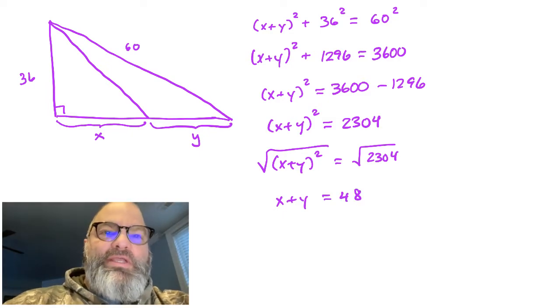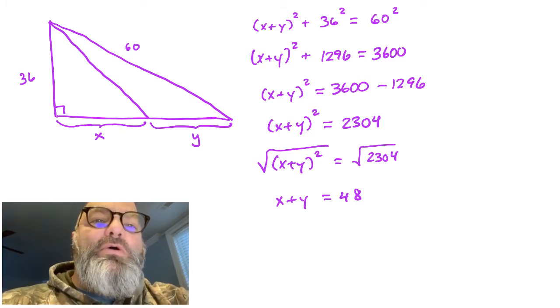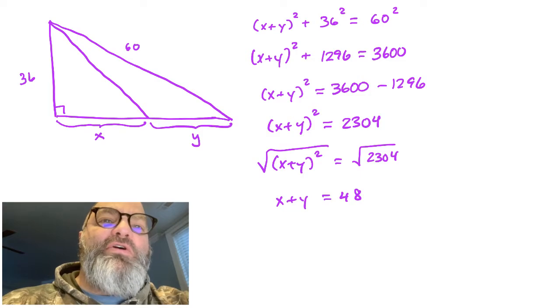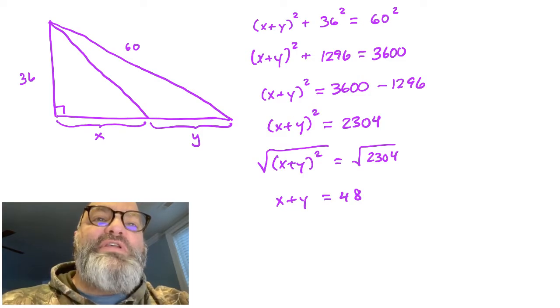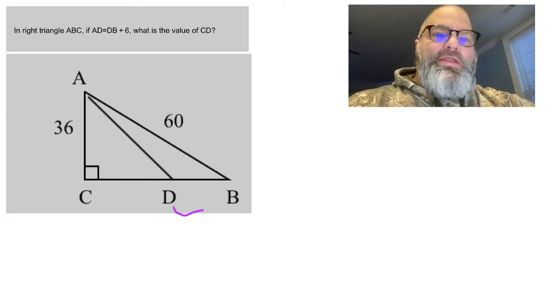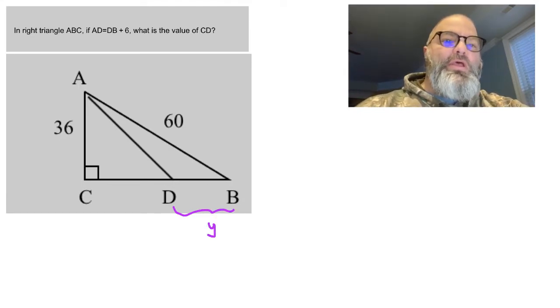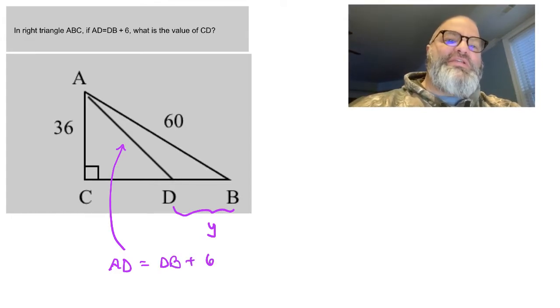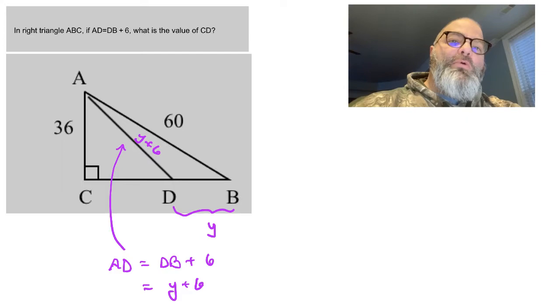What they actually asked about is the length of this value x. That's the thing we want. So we need to look at the other relationship they gave us regarding the hypotenuse of the smaller right triangle. In this picture we labeled the side DB as y. They tell us that AD is equal to the length of BD plus 6, which is just y plus 6. So the hypotenuse has a value of y plus 6.